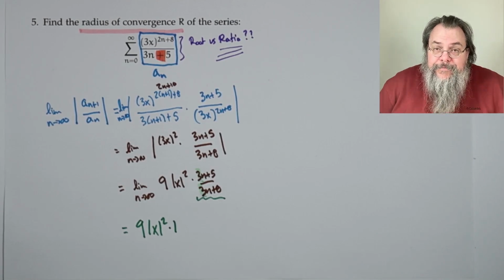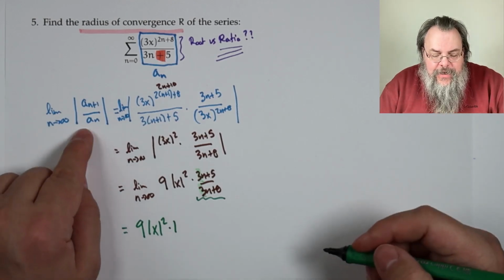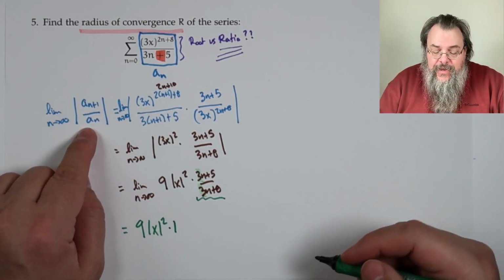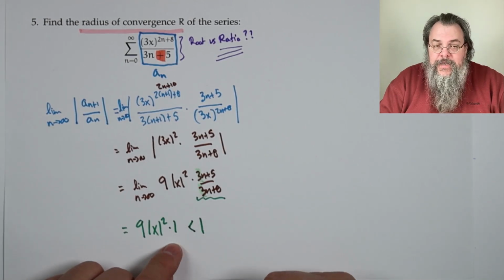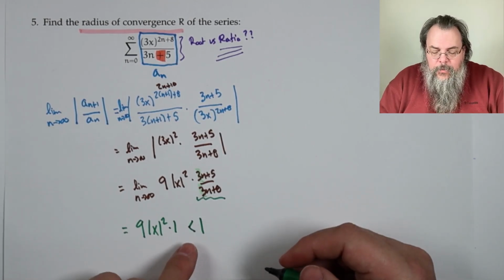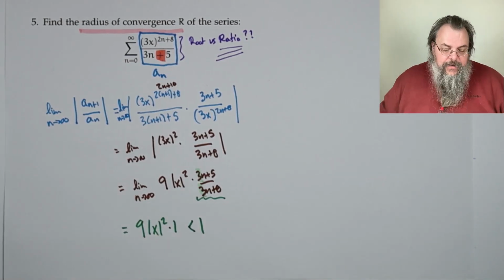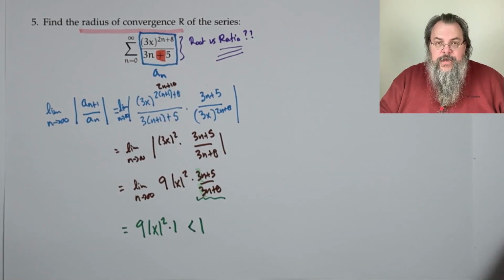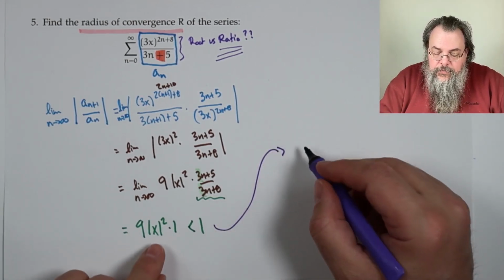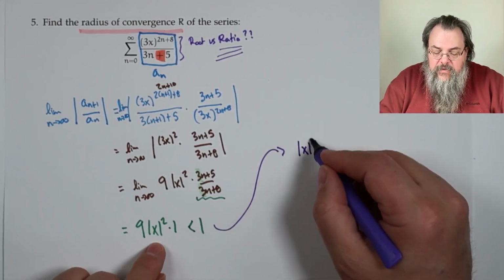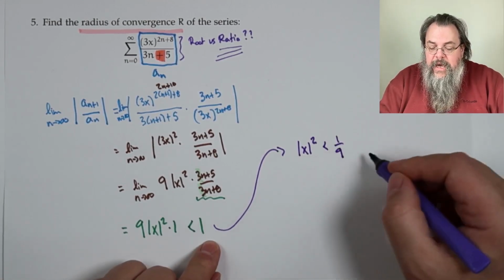That's our limit. Now, when we're after radius of convergence, we take our ratio test and say, make it less than 1. Now we need to start moving things around. We're not there yet, but we're really close. This is the absolute value of x squared. Move this across, less than 1/9. Now, is this our answer?